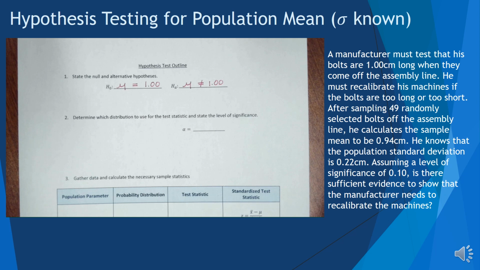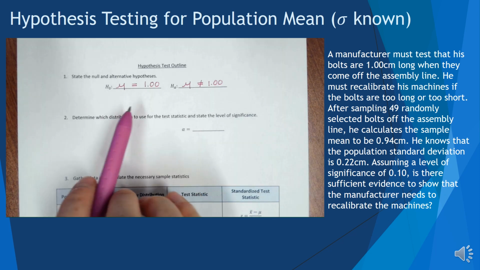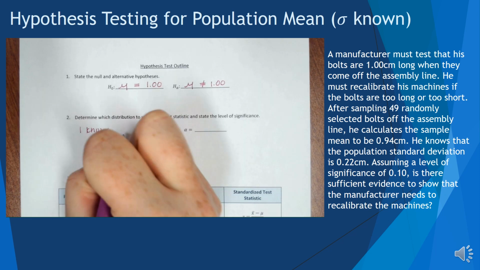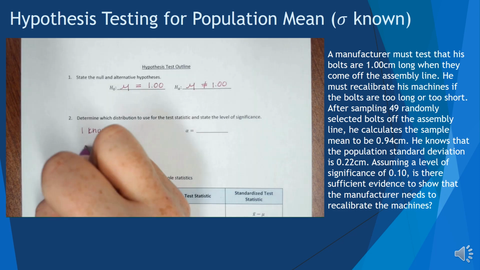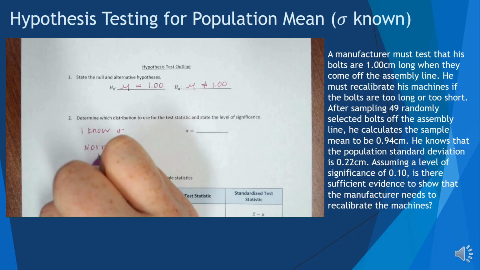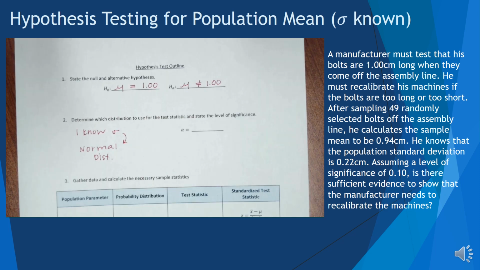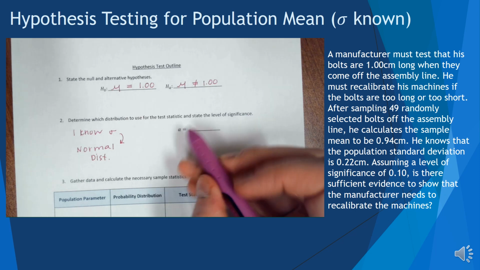Now it says determine which distribution to use for the test statistic and then state the level of significance. Now since I know sigma, the population standard deviation, I'm going to use the normal distribution. And they tell me that the level of significance is 0.10. This is also called the alpha level.